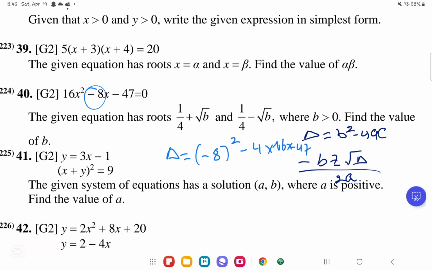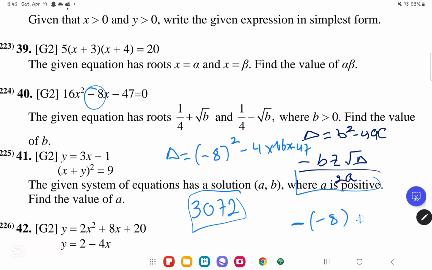You're going to get an answer which is a very big number, which is 3072. Okay. So now as the roots, it's going to be minus b. So minus 8 plus or minus radical 3072 over 2 times 16. What you could do, you could put it on your calculator. Minus minus 8 is 8. Let's say plus radical 3072 over 2 times 16. Just put it on your calculator and you will get the simplest form of the answer, which is what? Which is 1 plus 4 radical 3 over 4.